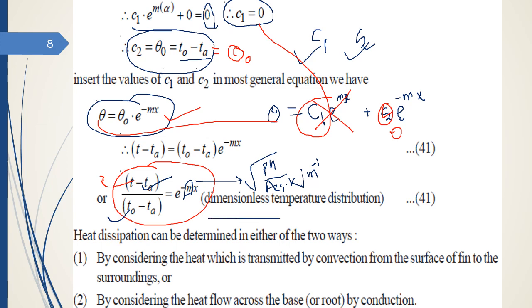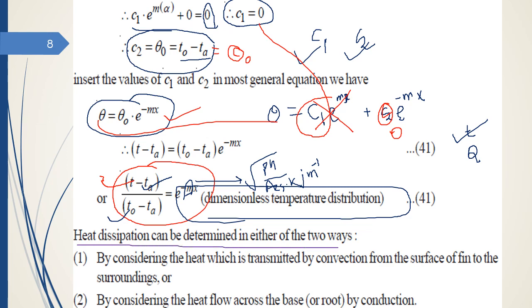So the first part is available, what is the temperature distribution. Our objective is to find out temperature distribution and Q, the heat transfer. So the first target is achieved. Now we have to go for the second target. The heat dissipation can be determined in two ways, 1 and 2.